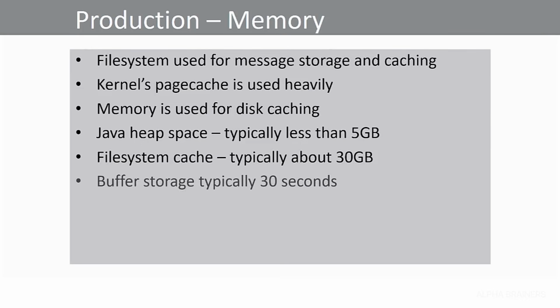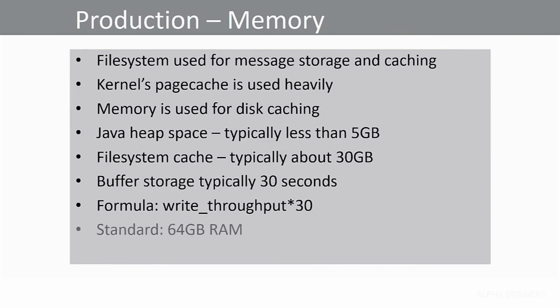Typically, your buffer storage is going to be about 30 seconds. So when it's buffering the information using the page cache, it's going to actually use about 30 seconds worth of information there. So your formula to figure out exactly how much memory you want to have is going to be the write throughput times 30. Typically, standard 64 gigabytes is what you need for an operating system that you're going to run Kafka on, but you can get away with a minimum of 32 gigabytes, depending upon how much activity is happening on that Kafka broker.